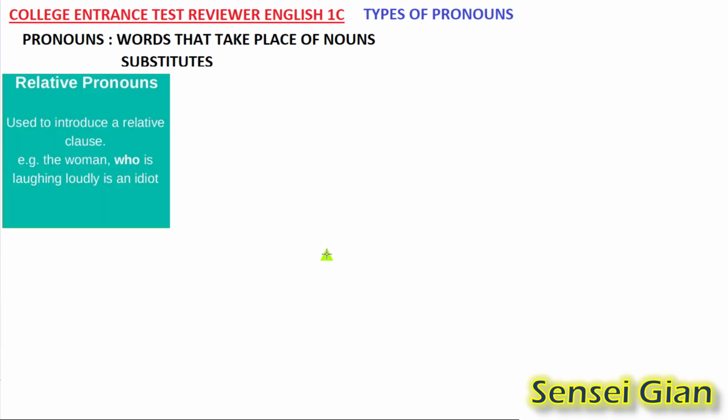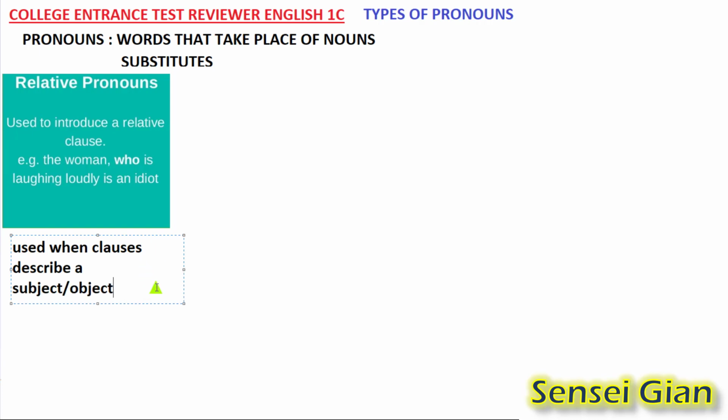So last of the batch is relative pronouns. These are commonly used also. I'm just going to make this a bit simpler too. Relative pronouns are used when clauses describe a subject or an object, or describe a noun. So they are used when clauses describe a noun.